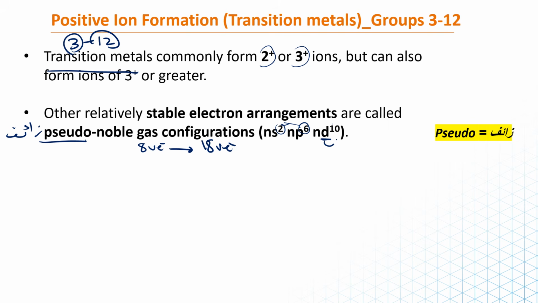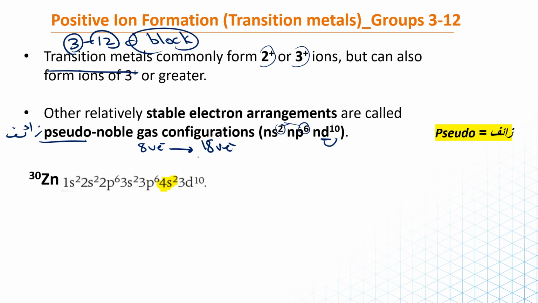Why? Because we add the D. Because remember, this is the D block. So there are electrons in the D sublevel. Okay? So what does that mean? Let's take zinc for an example. Zn has 30 electrons. This is the electron notation. Okay? This is the electron notation for zinc, guys.